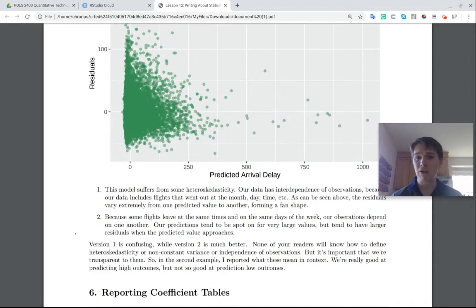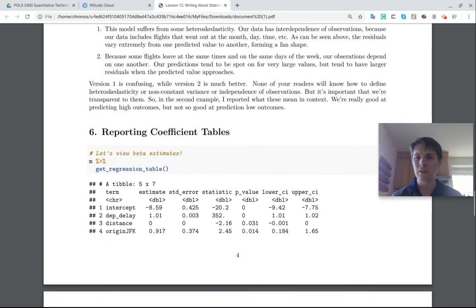That kind of is transparent. It tells us, hey, our model's pretty good most of the time, but sometimes it's pretty bad, right? It describes heteroskedasticity very accurately without ever having to use the word. So that's a good thing to keep in mind.